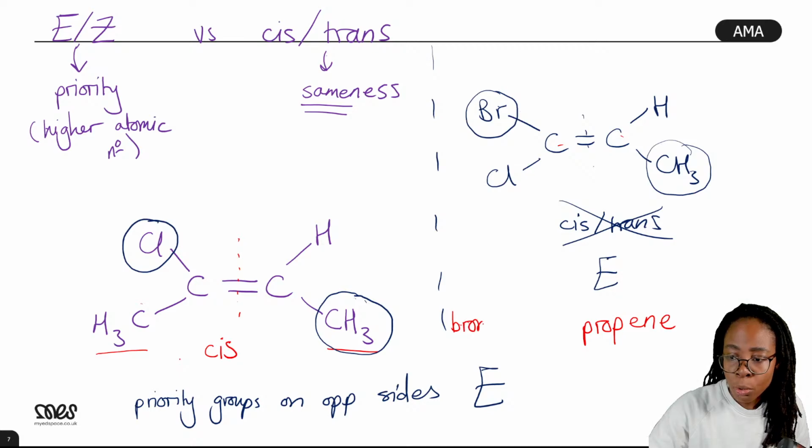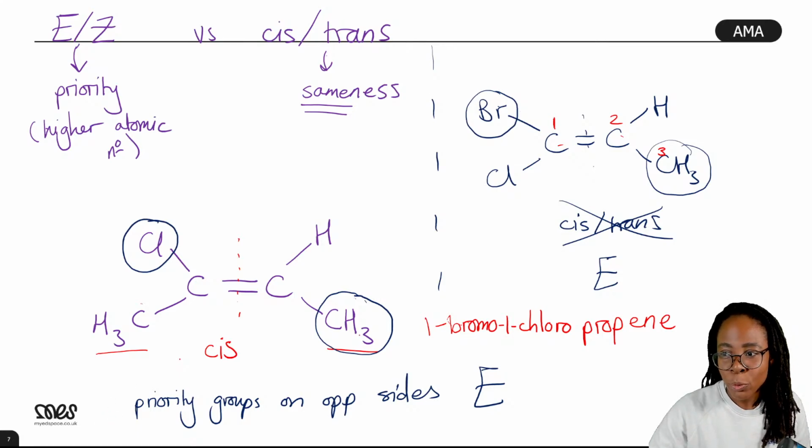So bromo, chloro. And then where are they? By definition, this has to be carbon number 1. Okay, so 1-bromo, 1-chloro, propene. If we wanted to say prop-1-ene, not the end of the world, but not really necessary.